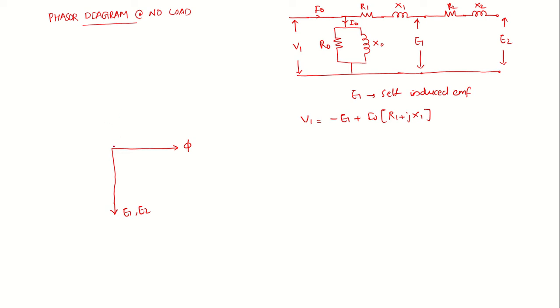Now we can mark the current. This is IW, the working current, and this is I mu. IW flows through R0 and I mu is flowing through X0. Their vectorial sum is I0, the no load current. So the vectorial sum is I0.